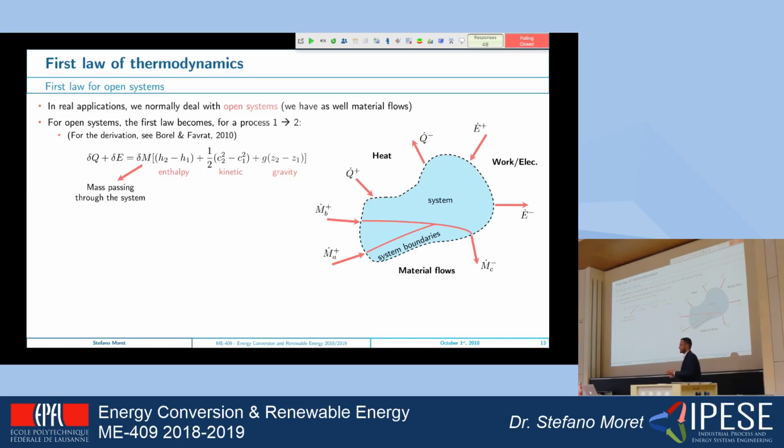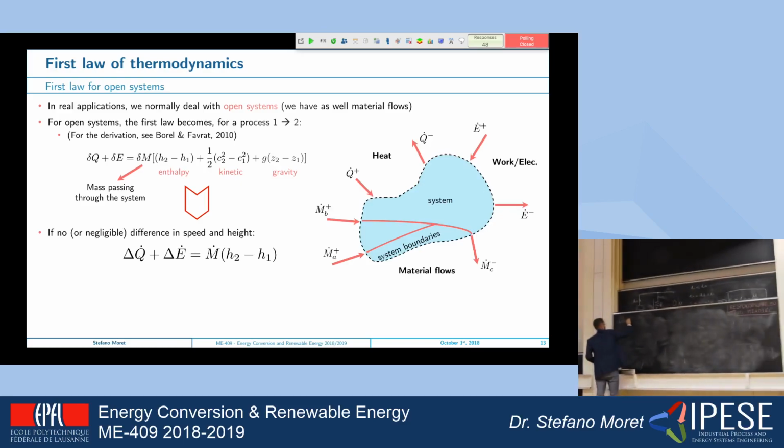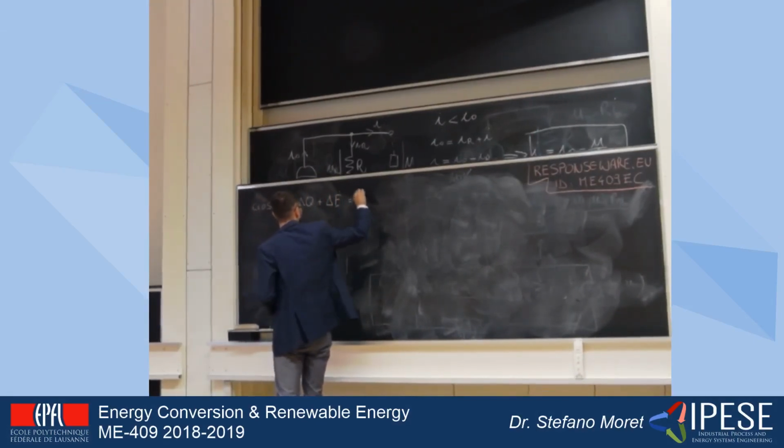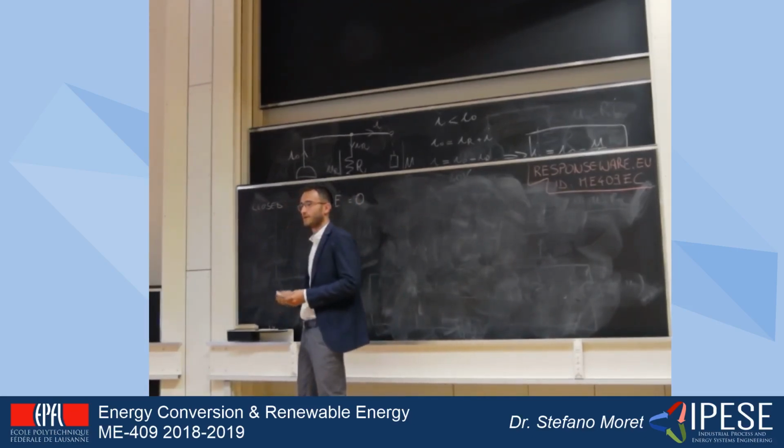So the first principle for open system is very similar to the first principle for closed system. If you remember, the first principle for closed system was basically telling us, so let me write this on the blackboard, maybe it's clearer. If we have a closed system, what we know is that the total exchange of heat plus mechanical work is equal to 0 if we have a cycle, a cyclical process.